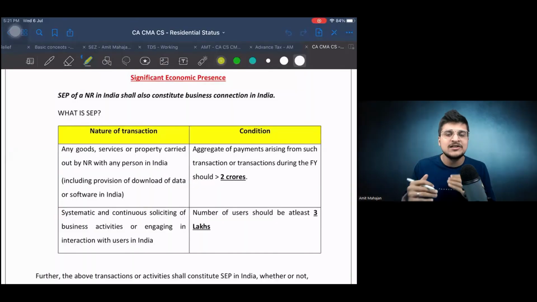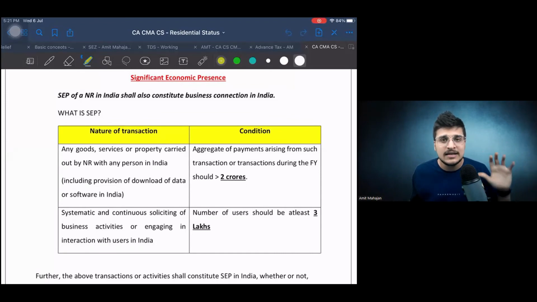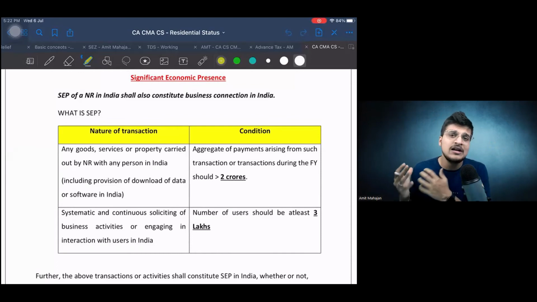Now, in the business connection concept, they added one more point of significant economic presence. So if a non-resident is having a significant economic presence in India, then he will be considered as having a business connection in India. And you already know that if a non-resident has a business connection in India, what will the impact be? Now we need to understand what is the meaning of significant economic presence, and why it was introduced. Let us understand that first. This is a little interesting.